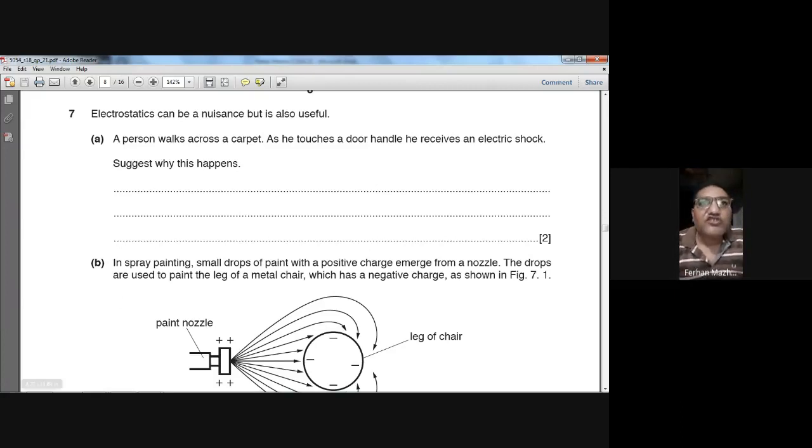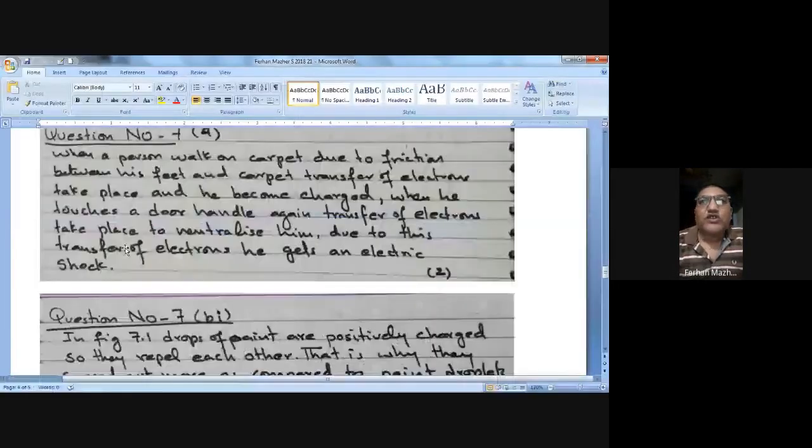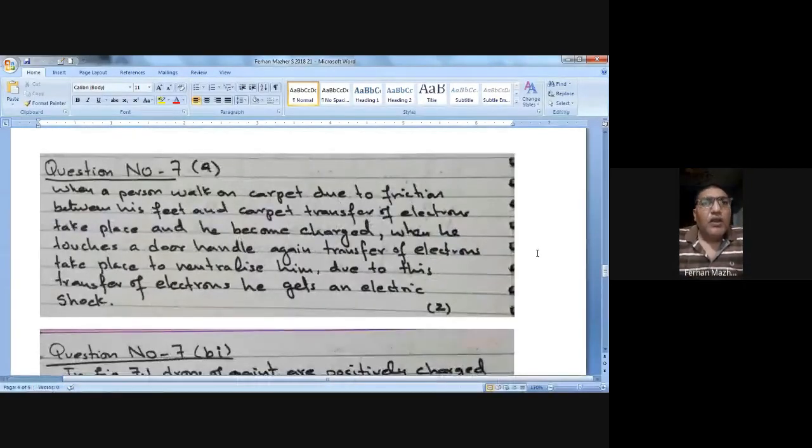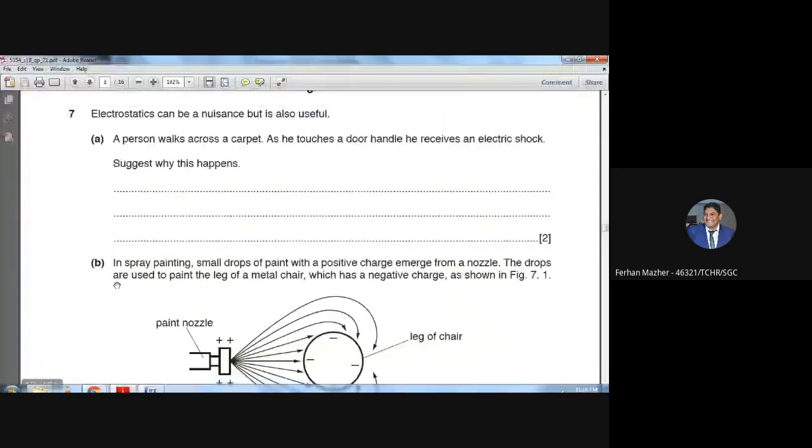Okay, so this is a 2-mark question. I have written this answer. I tried to write this answer also. So you can see question number 7a part. When a person walks on carpet, due to friction between his feet and carpet, transfer of electrons takes place and he becomes charged. When he touches the door handle, again, transfer of electrons takes place to neutralize him. Due to this transfer of electrons, he gets an electric shock. So it's a 2 marks question. I hope this whole thing is clear to you.